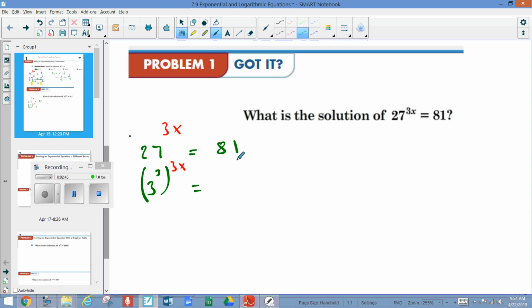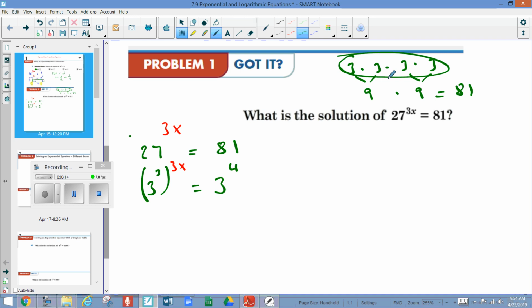Okay, so 81, 3 to the power of what? 4. Let's check. 3 times 3 is equal to 9, 3 times 3 is equal to 9, 9 times 9 is equal to 81. So how many? 4 of them. That's correct. Okay? So 3 cubed is equal to 27. 3 times 3, 9. 9 times 3 is equal to 27. So far so good. Did you understand that portion?